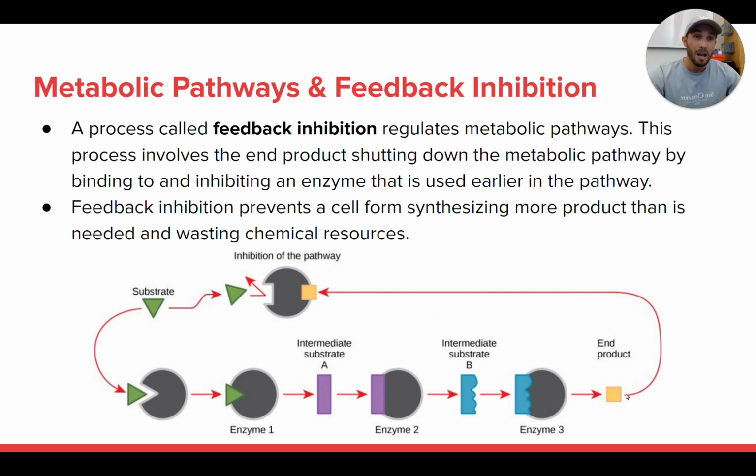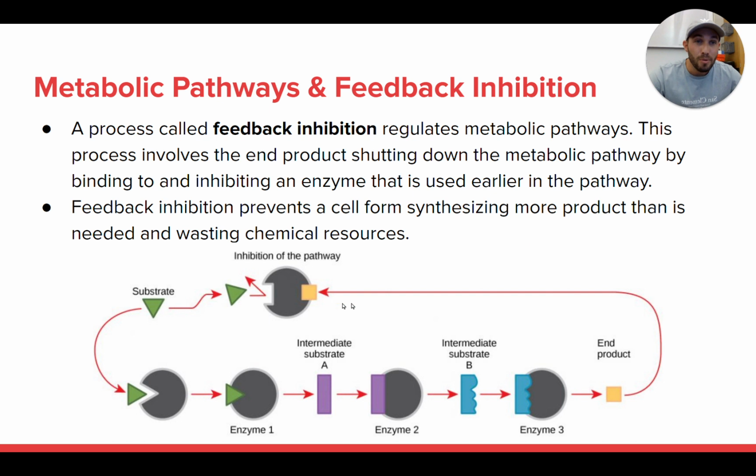Once you have a lot of these yellow squares floating around in the cell, by coincidence some of them are going to start binding to this earlier enzyme and turn off this enzyme, which shuts down this pathway and stops more yellow squares from being made. That's actually a perfect solution to this problem. We had too many yellow squares, and now the yellow square binds to and inhibits this enzyme, which decreases the amount of yellow squares being made. That's very efficient for the cell. It prevents the cell from making too much of something when it doesn't need it.